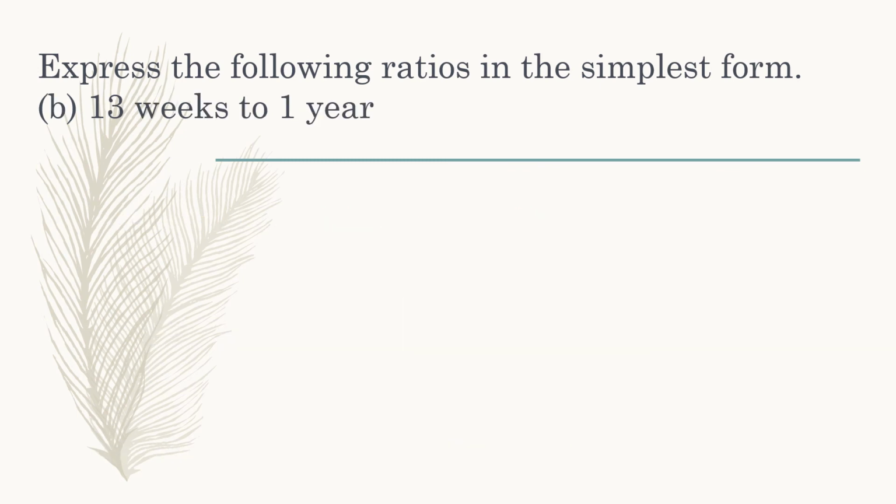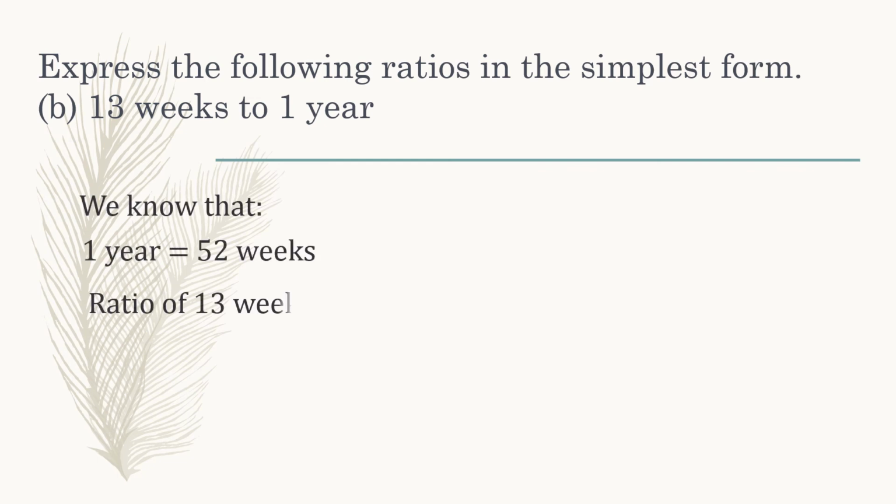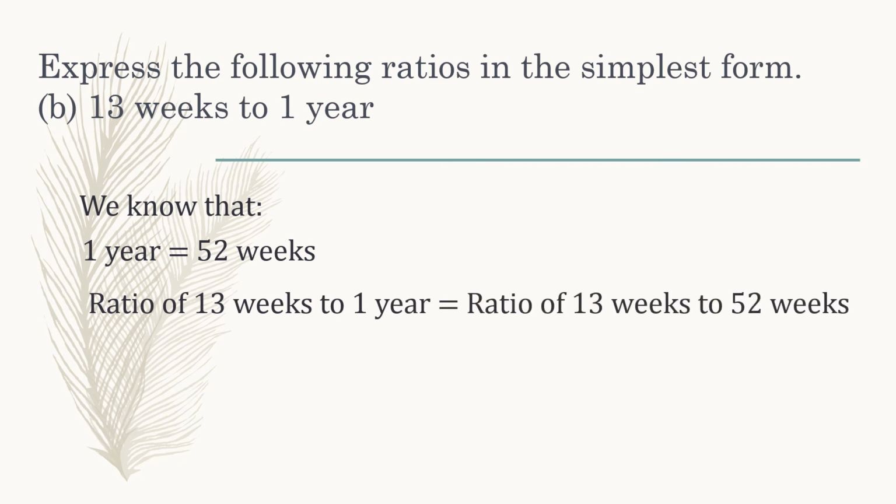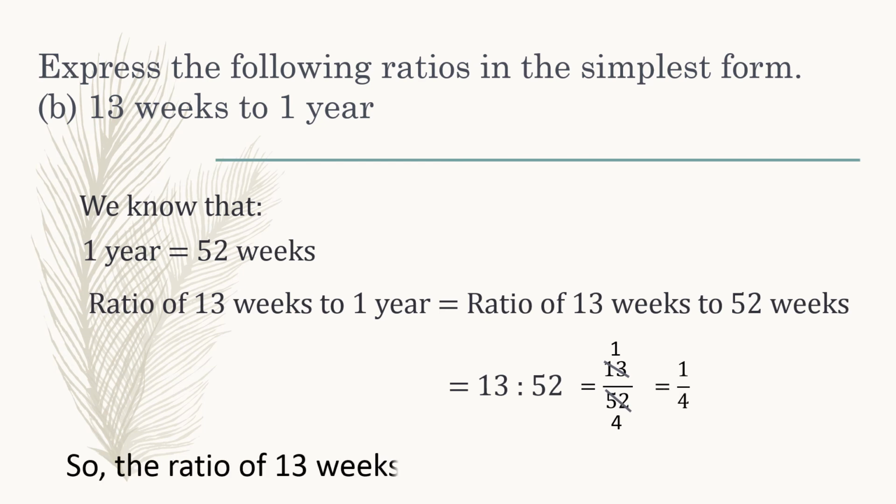Let us solve one more question. Express the following ratios in the simplest form. Number B. 13 weeks to 1 year. We know that 1 year is equal to 52 weeks. So the ratio of 13 weeks to 1 year is equal to the ratio of 13 weeks to 52 weeks, which is 13:52. To simplify, write it as a fraction, that is 13 upon 52. See, 13 and 52 both are divisible by 13. So divide. 13 ones are 13 and 13 fours are 52. So we get 1 upon 4. So the ratio of 13 weeks to 1 year is 1:4.